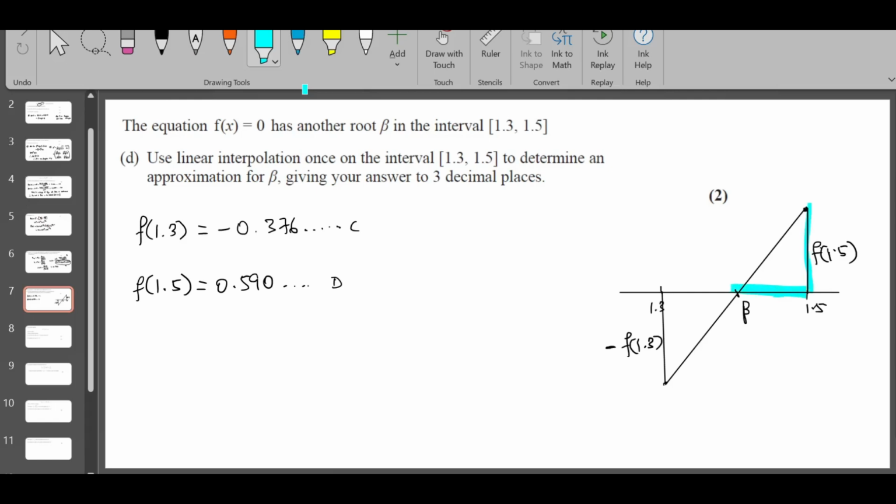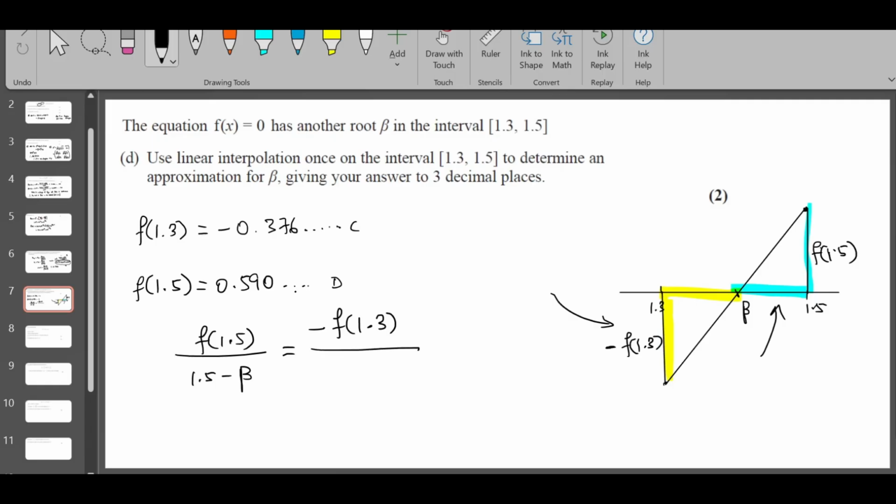divided by this length, which is f of 1.5 divided by this length, 1.5 minus beta, will be equal to this length divided by this length. So this length is, since it's a negative number, you need to put another negative, minus f of 1.3 divided by this length, beta minus 1.3. That's the linear interpolation method.